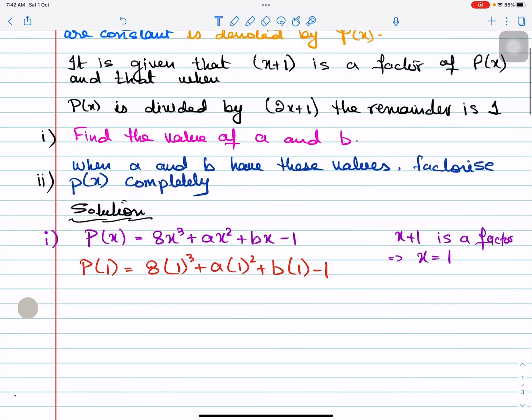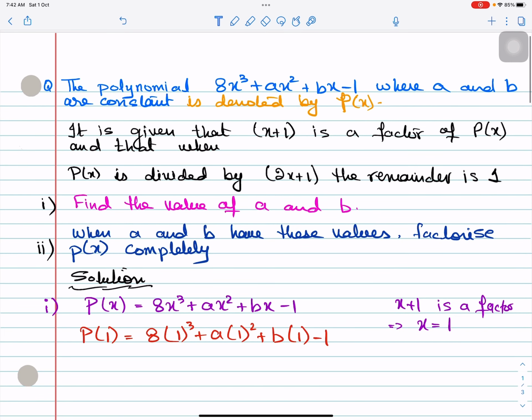Okay, so now here it is. The question is 8x cubed plus ax squared plus bx minus 1. Now this is a polynomial function and two conditions are given here. You see there are two unknowns, a and b, so definitely two conditions should be given so that we can solve them and get the answer.